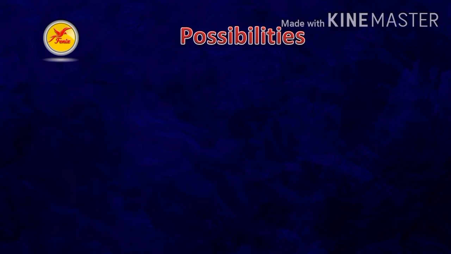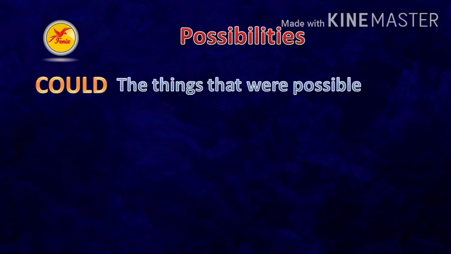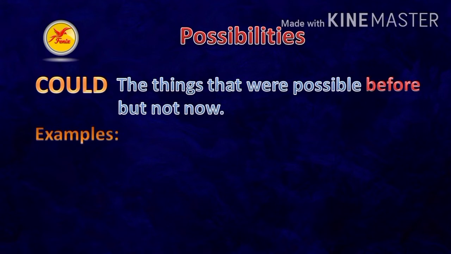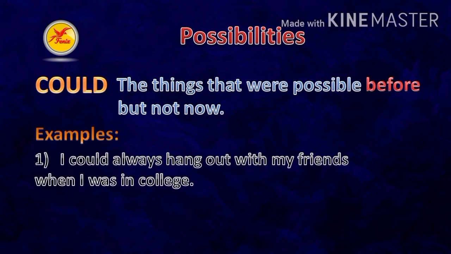How about could? We use could when talking about possibilities when we talk about the things that were possible before, but not anymore at the present time. For examples, I could always hang out with my friends when I was in college. This means that in the past, it's possible for me to always hang out with my friends. But at this moment or at this time, it's not possible for me anymore. Maybe I'm too busy already. I don't have any more time.